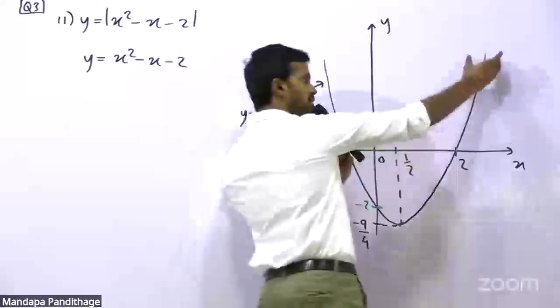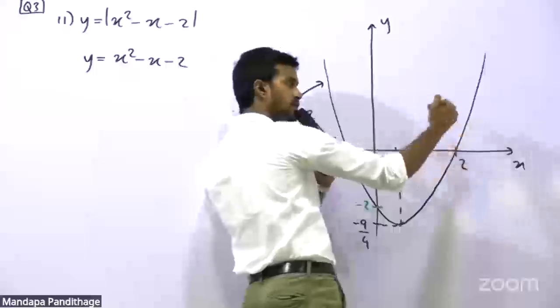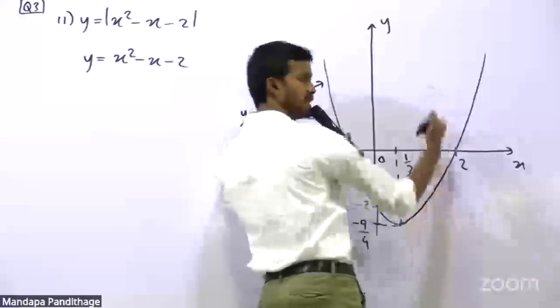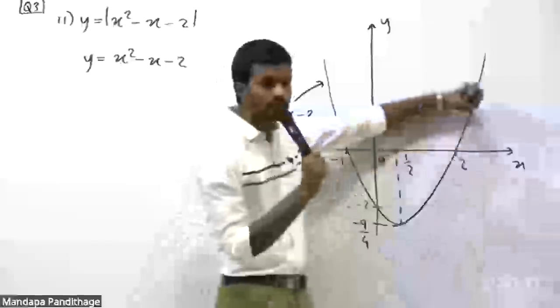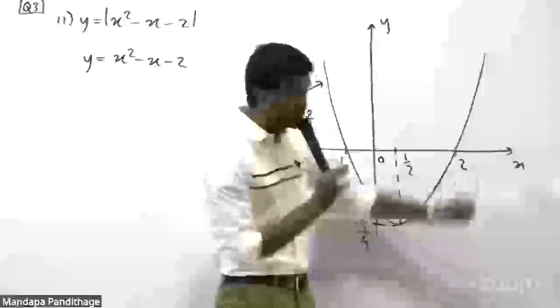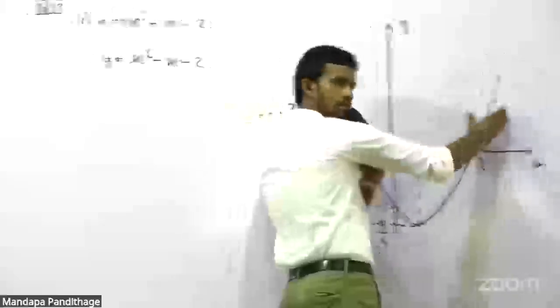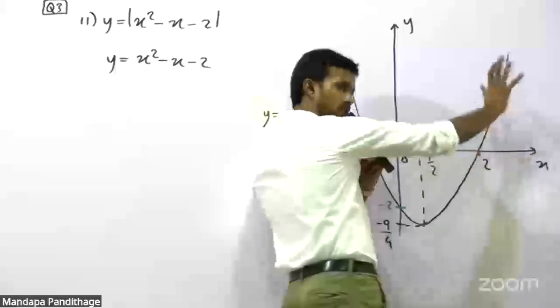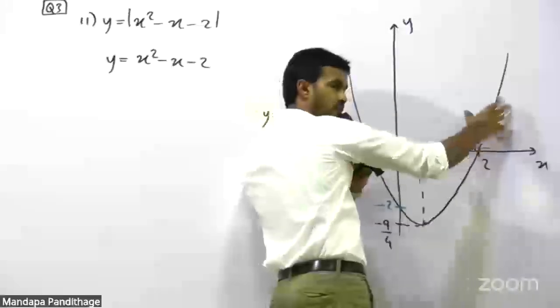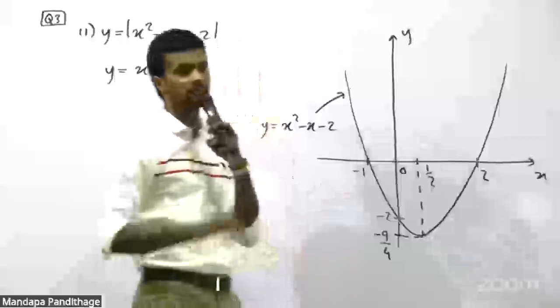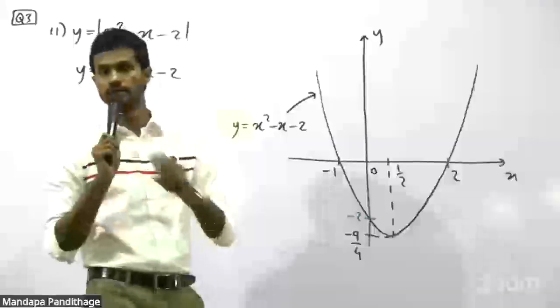What do I mean by it is positive? Because it is above the x-axis. When it is above the x-axis, it's positive. When it is below the x-axis, it is negative. So when you consider the modulus of this, there won't be any change because it is positive. Positive values will remain in the same way. But now look at what happens here.